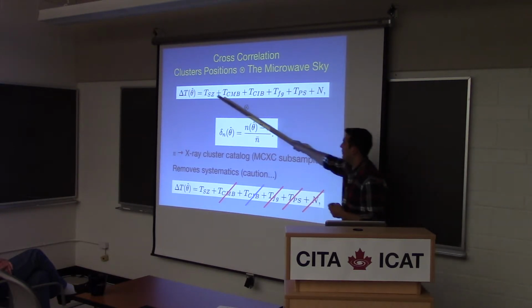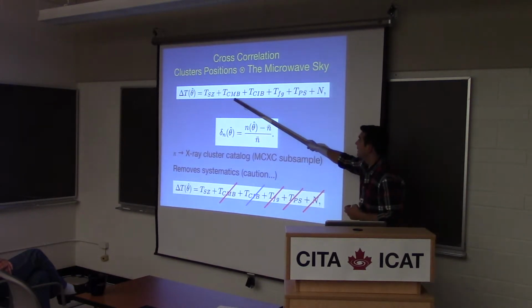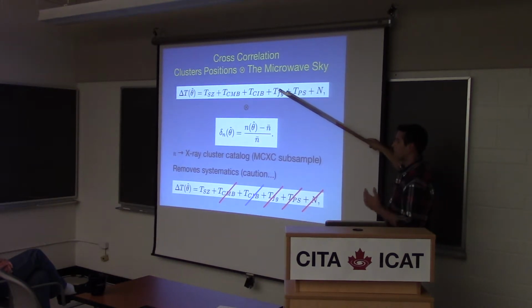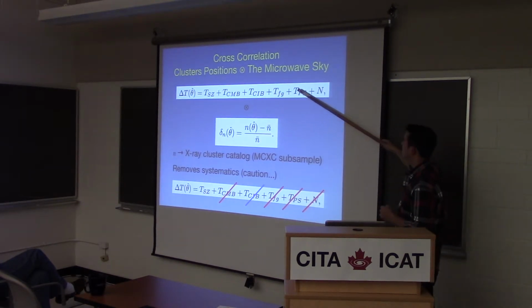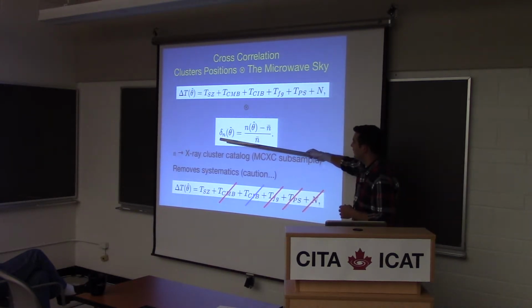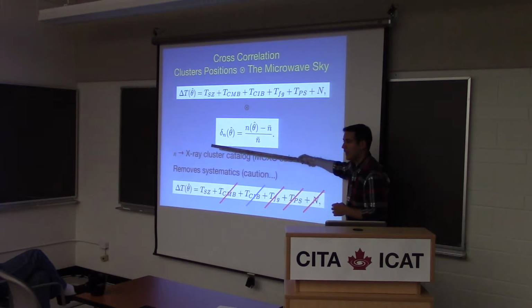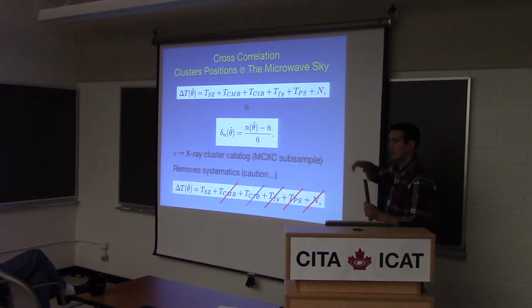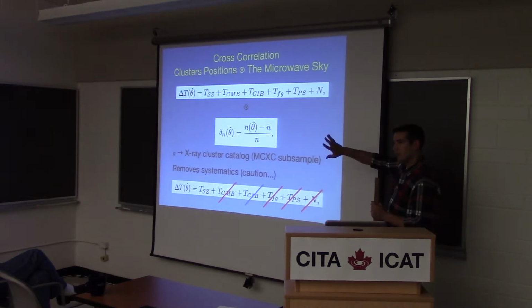So here's your microwave sky. It contains SZ, contains CMB, CIB, contains foregrounds, large-scale foregrounds such as dust, synchrotron, also has point sources, and it'll have some noise in it. And then we cross-correlated it with a cluster map. And this cluster map, you consider it like a hits map. Basically, if there's a cluster there, you put a 1. If there's no cluster there, you put a 0.